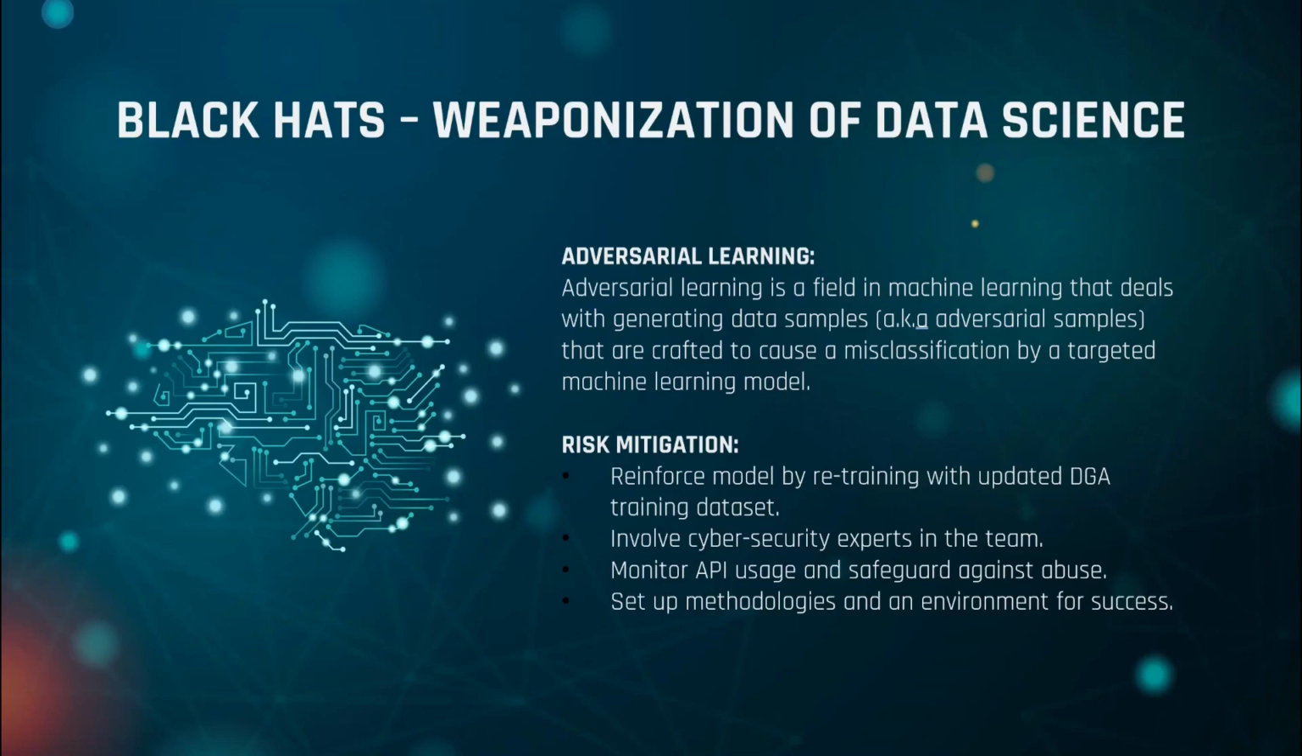So for such data science projects, there are certain strategies for risk mitigation. We can keep retraining the models periodically with new training data sets. Include a cybersecurity expert in our team ranks to safeguard the system against such attacks, or set up methodologies and an environment for success by using development principles and strategies for managing and mitigating those risks, and setting realistic expectations and providing a guide to building successful teams, because in the end it's all about the people and the technology interacting with each other.